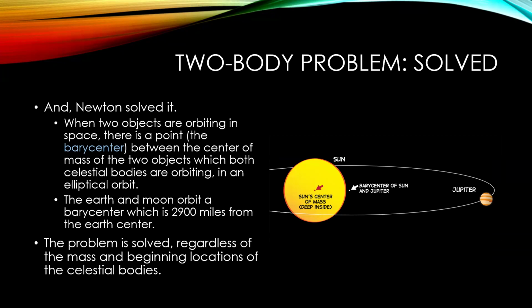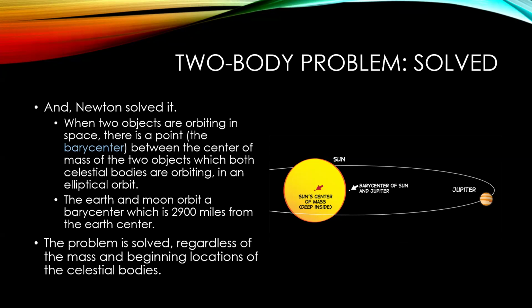And so when two objects are orbiting in space, there is a point, which we call the barycenter, between the center of mass of the two objects, which both celestial bodies are orbiting in an elliptical orbit. The Earth and Moon orbit a barycenter, which is 2,900 miles from the Earth's center. The problem is solved regardless of the mass and beginning positions of the celestial bodies. Two bodies, no problem, it is done.